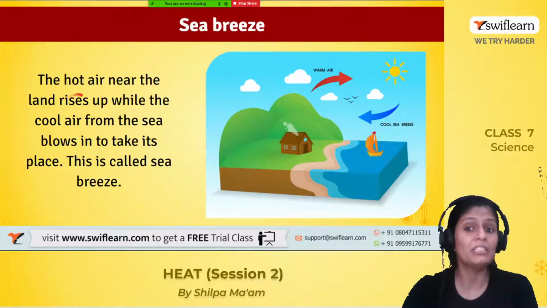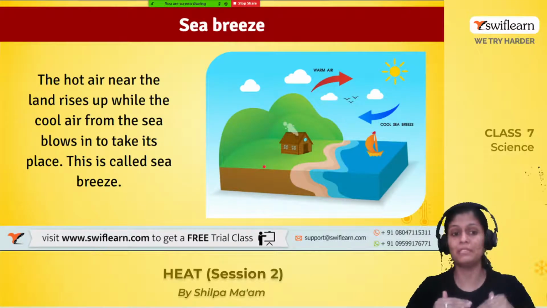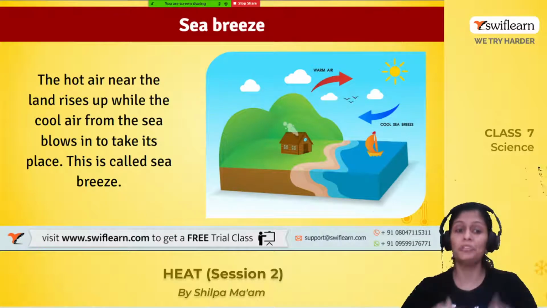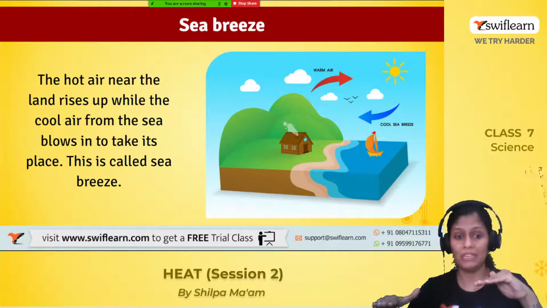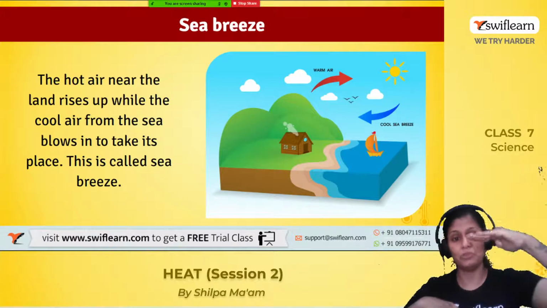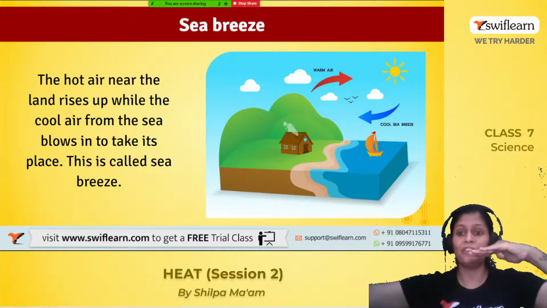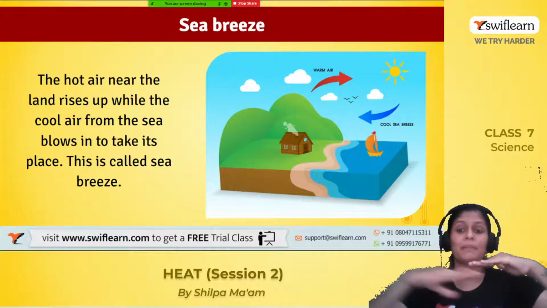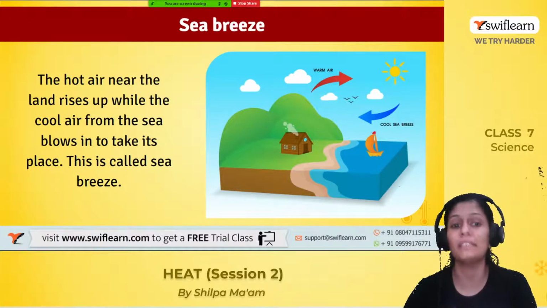What is sea breeze? When the hot air is there above the land, whenever air is hot, it becomes lighter and it just rises up. So hot air near the land rises up, and the cool air from the sea is trying to take its place because the air over the land has risen up. This area is free of air. That is why from the sea it is going to come to its place. Because cold air is coming from the sea, it is called sea breeze.